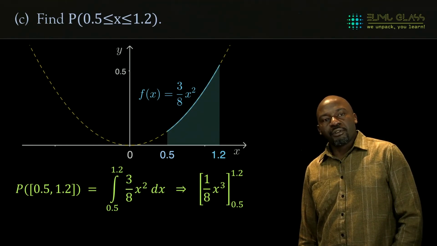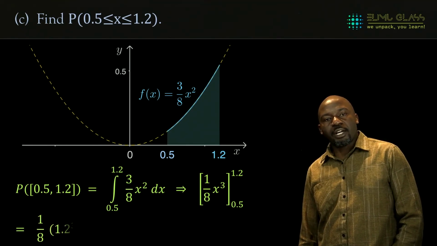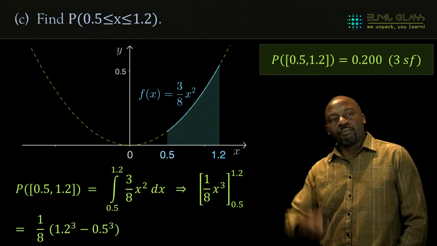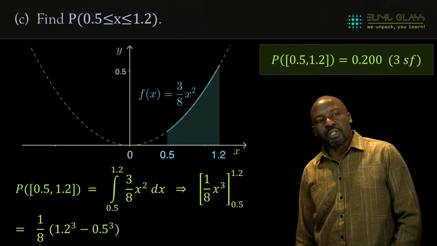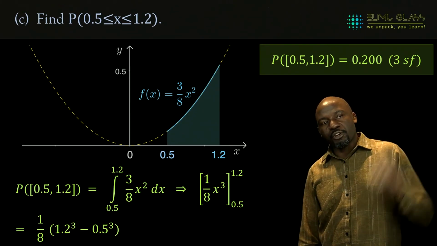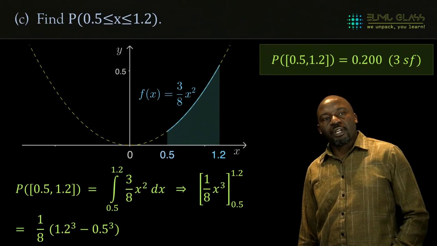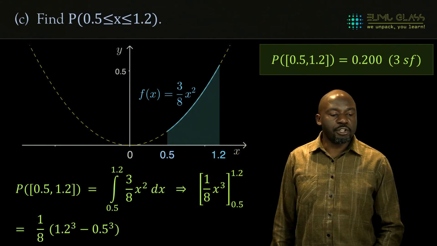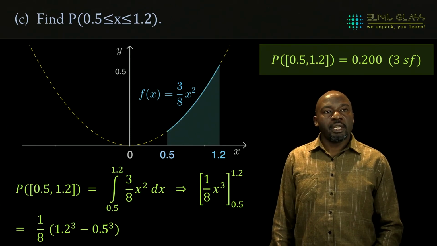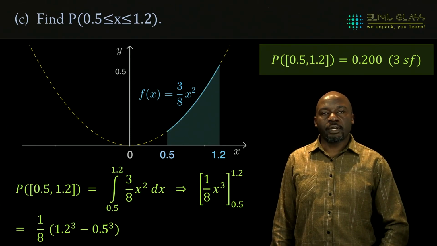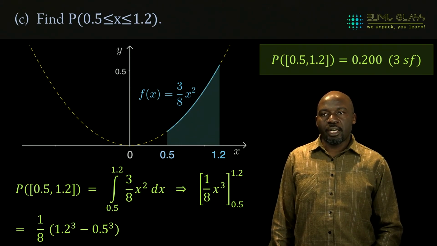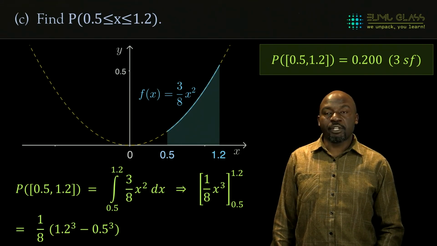Substitute in your values of 1.2 and 0.5. If you check that out, the answer is 0.2. That is to 3 significant figures. There are decimals beyond that, but to 3 significant figures, the probability that a value of x lies between 0.5 and 1.2 is going to be 0.2. I hope you understood that. See you for question number 27.